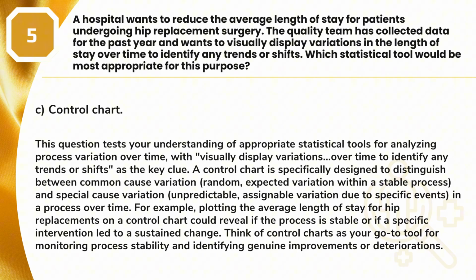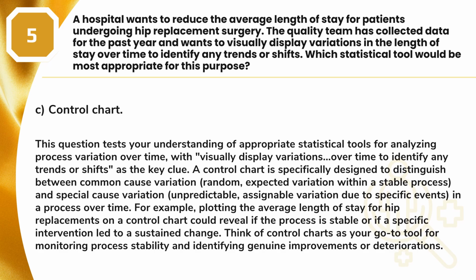Answer C. Control chart. This question tests your understanding of appropriate statistical tools for analyzing process variation over time, with visually display variations over time to identify any trends or shifts as the key clue. A control chart is specifically designed to distinguish between common cause variation, random, expected variation within a stable process, and special cause variation, unpredictable, assignable variation due to specific events, in a process over time.